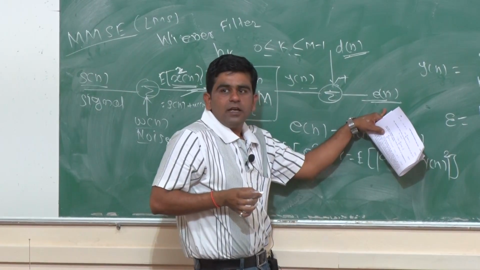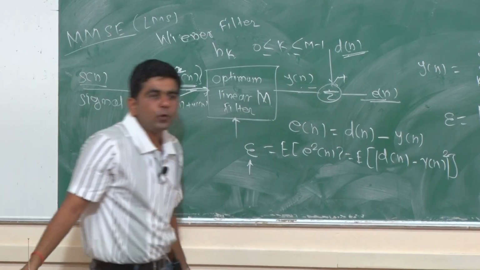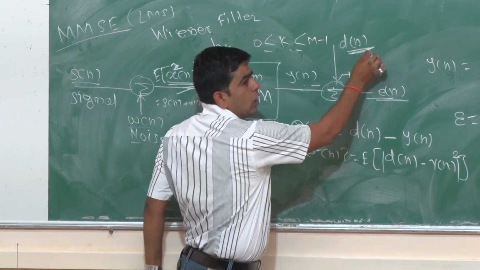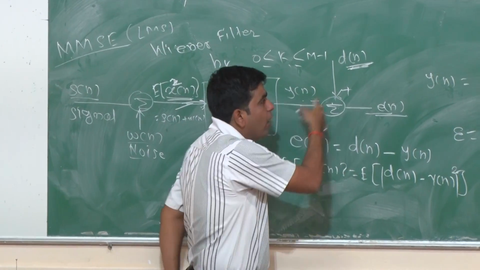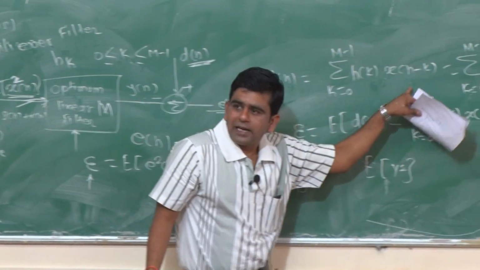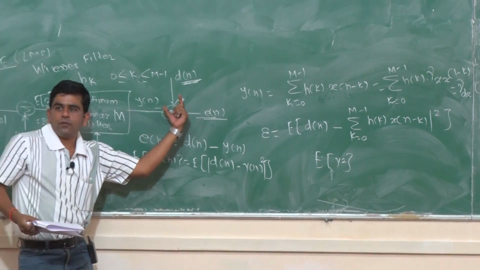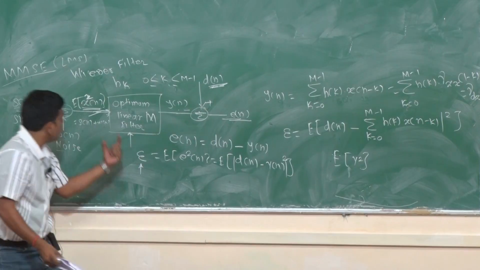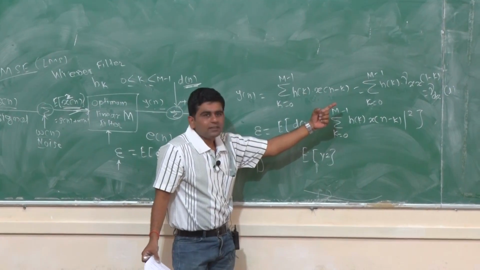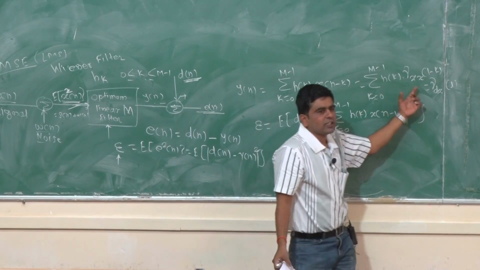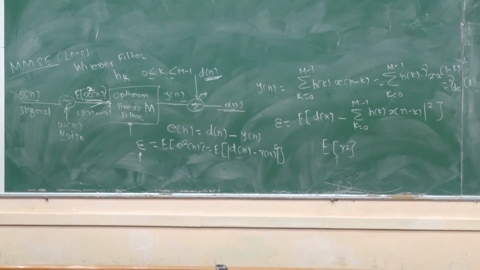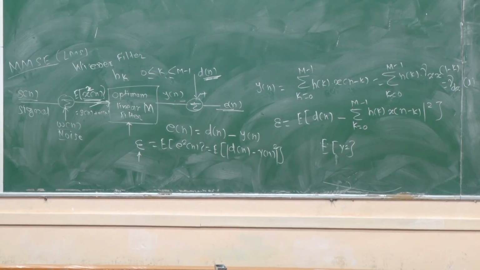Here this error function is nothing but the difference between the desired signal and the output of your filter, y of n. We have to find out the similarity or difference between d of n and y of n. Y of n is nothing but x of n multiplied with h of k, the filter coefficients. So ultimately we are finding the relation between the desired signal d of n and x of n. This output y of n can be represented as the summation of filter coefficients multiplied with the autocorrelation function of x of n, equal to the cross correlation between the desired signal and input x of n.